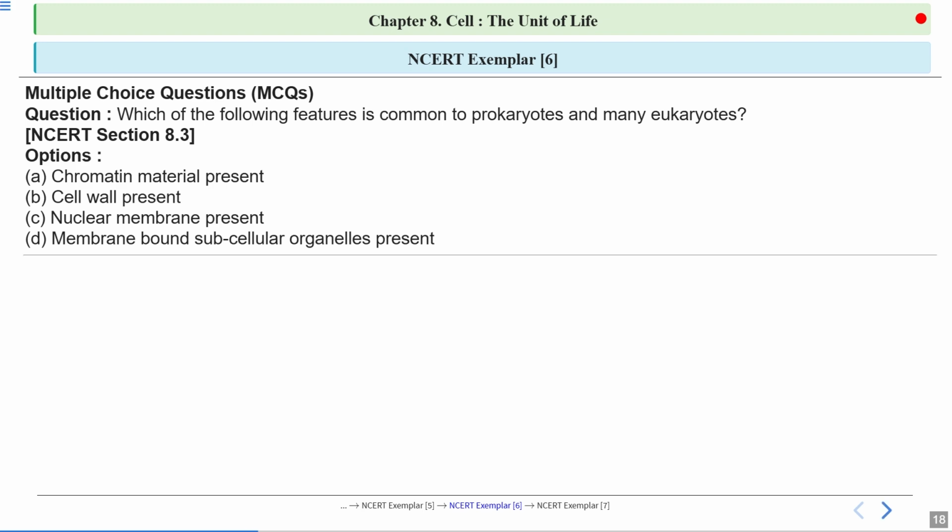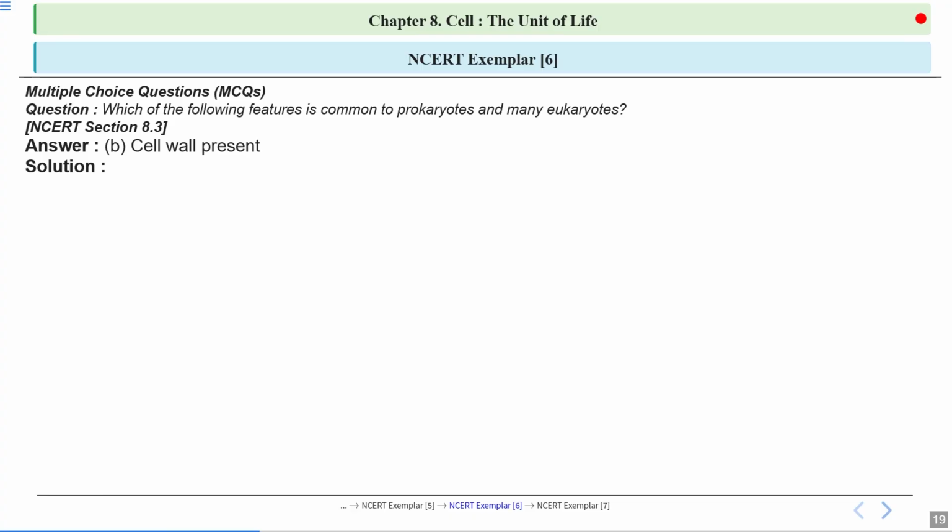So let's have a look at the answer. See, option number B, cell wall is present. This is the correct answer. So see, prokaryotes, they include bacteria. Bacteria consist of a cell wall made up of peptidoglycan. And many eukaryotes also possess a cell wall, like fungi and plants. Animals lack a cell wall.